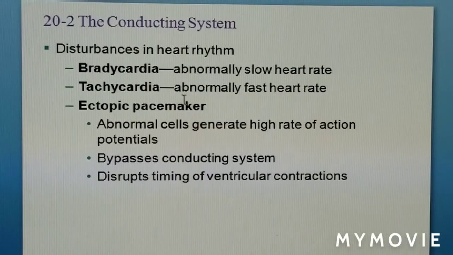Disturbances in heart rhythm. Bradycardia, abnormally slow heart rate. Tachycardia, abnormally fast heart rate. Ectopic pacemaker, abnormal cells generate a high rate of action potentials. Bypasses the conducting system, disrupts timing of ventricular contractions.